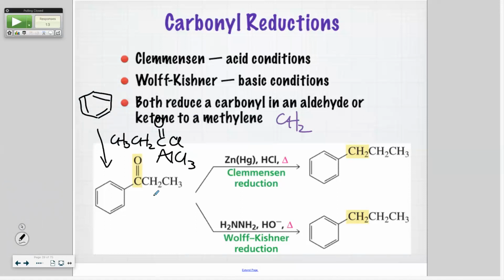And then you could pick either one. Later on, it might matter. If you have something in your molecule that's sensitive to acid, then you would use the base. If you have something in your molecule that'll come apart with base, you would use the acid media. That's basically how it works. So you got that?